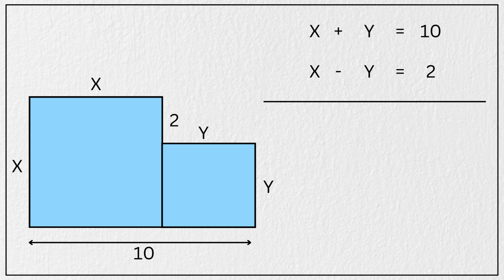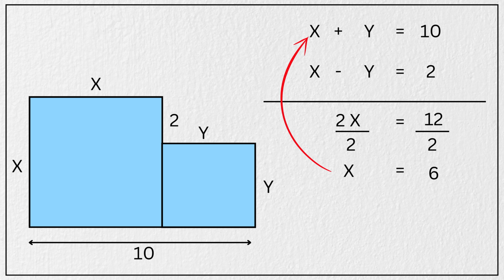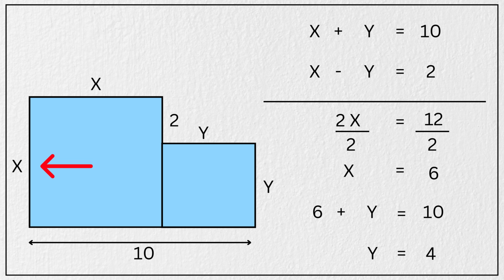Now adding both these equations we get 2 times x equals 12, and dividing by 2 gives us x equals 6 units, correct? Now substituting x equals 6 into the first equation we get 6 plus y equals 10, and subtracting 6 from both sides we get y equals 4 units. Great. Thus the side length of this square is 6 units, and side length of this square is 4 units.